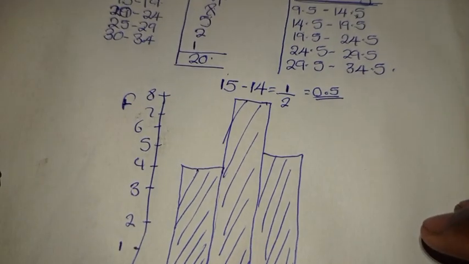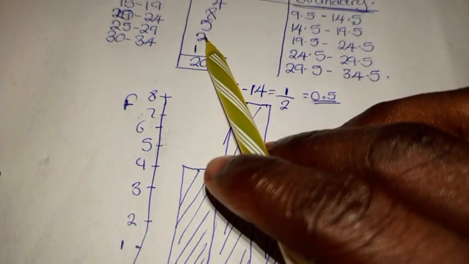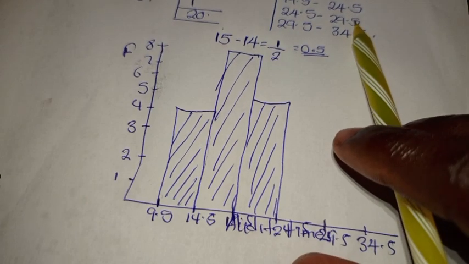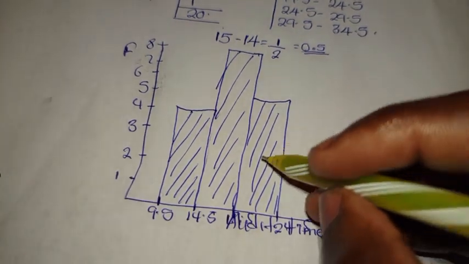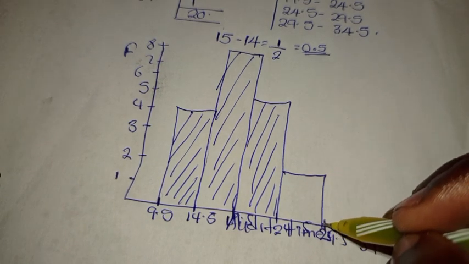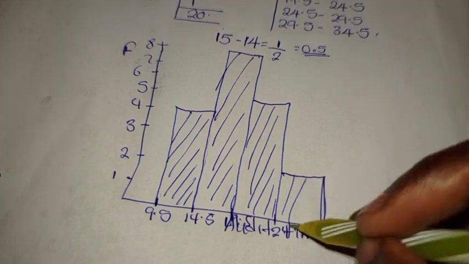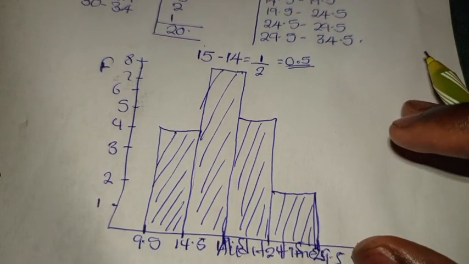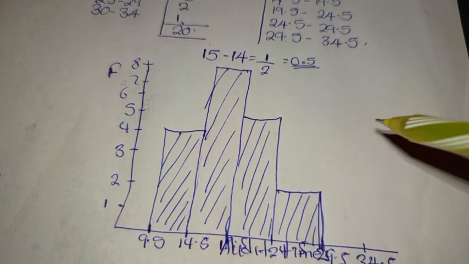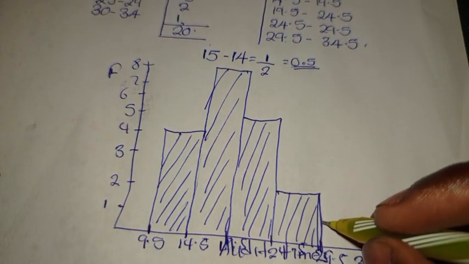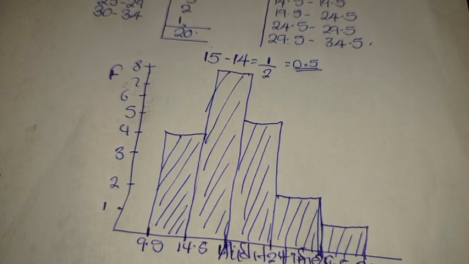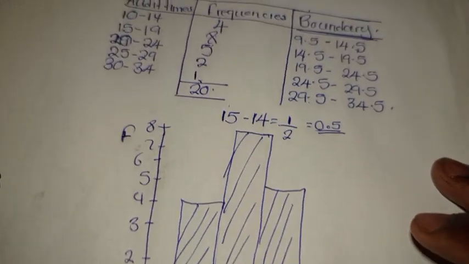Then the next one is 24.5 to 29.5, having a frequency of 2. So a frequency of 2 is here all the way to 29.5, which is here. Then we have a frequency of 1 starting from 29.5 all the way to 34.5, and the frequency of 1 is somewhere there. So this is the histogram which we have created from the data that we have been given.